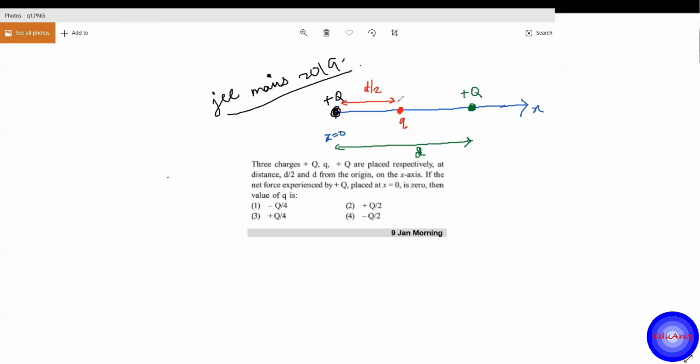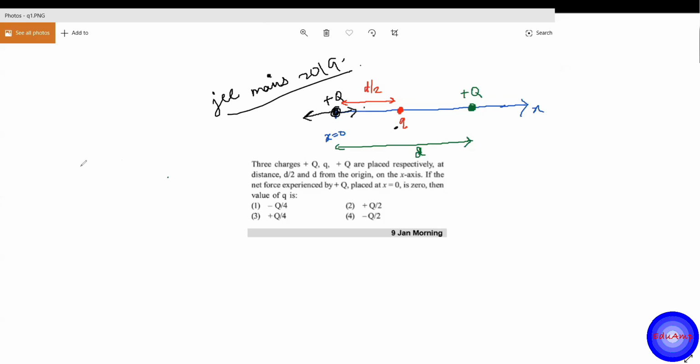So the force on this is 0. So obviously the force due to the black one, the net force on this, I find kQq by (d by 2) square, plus the force due to this green one. Obviously this green charge must be repelling this black one in this direction, right? So obviously this has to be negative, so that it can pull it in this direction.